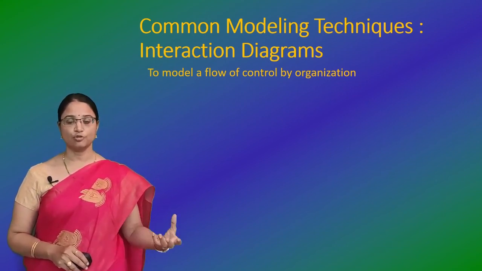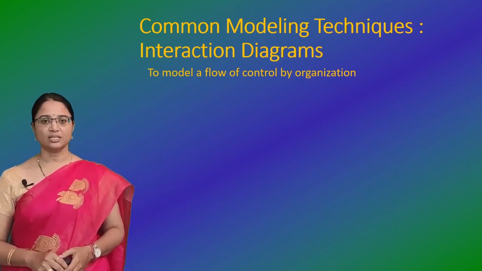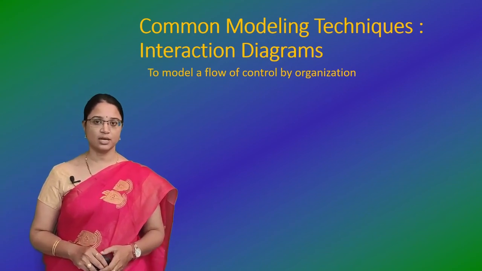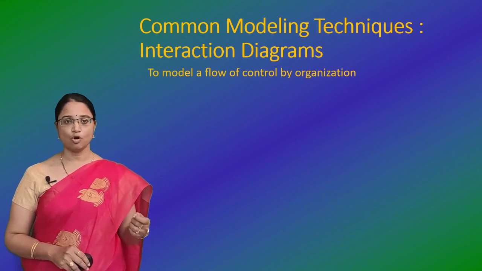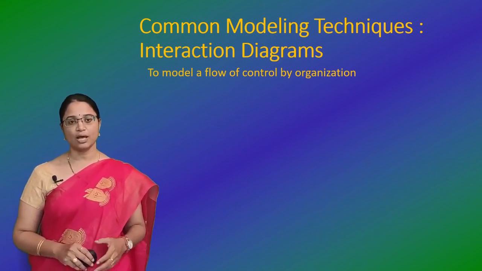So coming to how to model the flow of control by organization, what are the steps you need to follow? These are similar to the sequence diagram steps only. First of all, you need to set the context for the interaction. As usual, what we have done in the sequence diagram, we are doing the same here also, whether it is a system, subsystem, operation or class, or one scenario of a use case or collaboration.